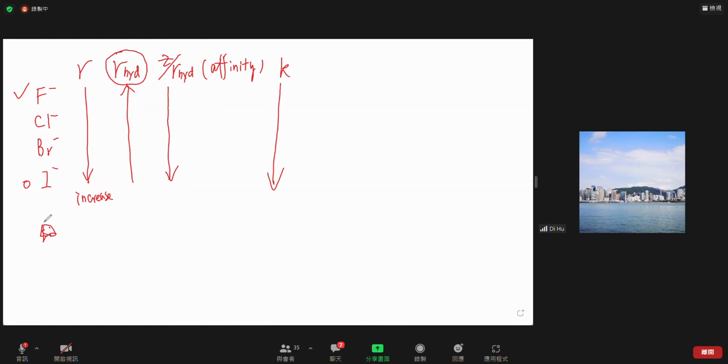Let me change the color. Sorry, eraser. Okay, let me change to this one. So, lithium. Okay, alkali metals: lithium, sodium, and then potassium, rubidium, and also cesium. Okay, so how about the radius?